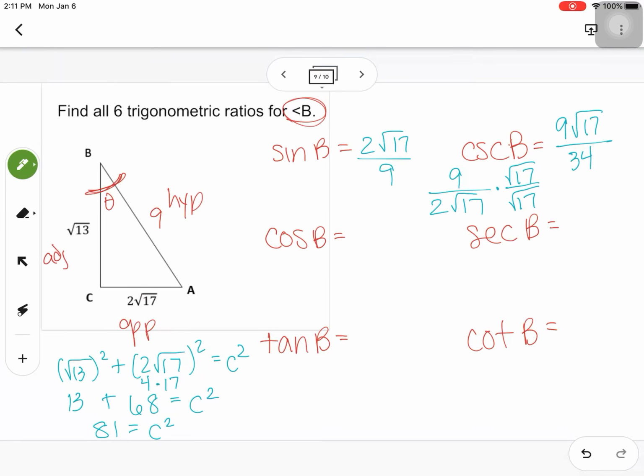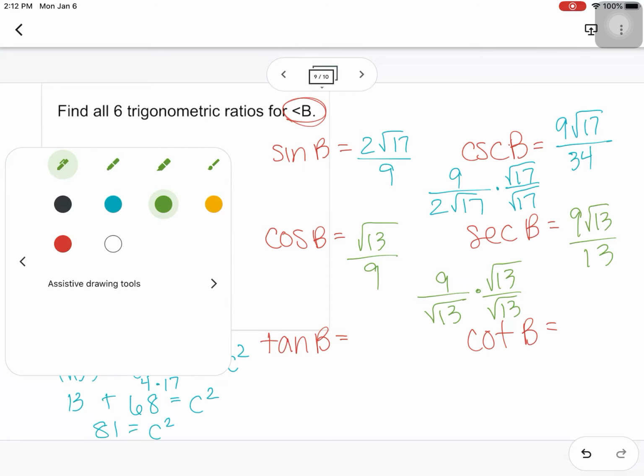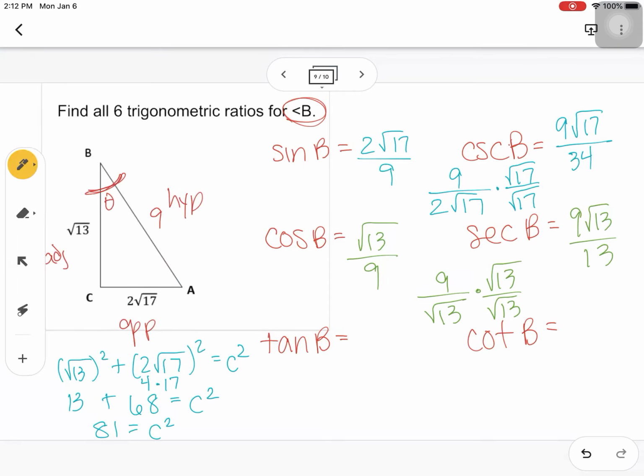When I go to cosine, adjacent over hypotenuse is the square root of 13 over 9. And then again, I'm going to do secant by finding the reciprocal of that. And again, you have to rationalize. So my answer is 9 root 13 over 13. Getting into tangent and cotangent will be a little more rationalizing for us.